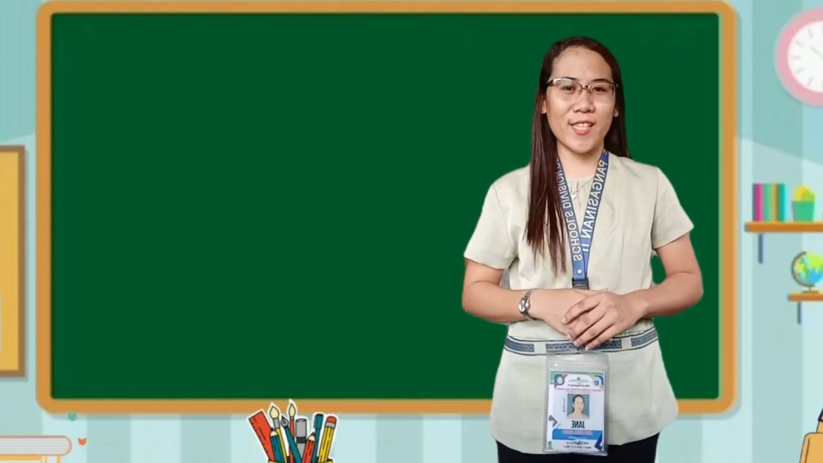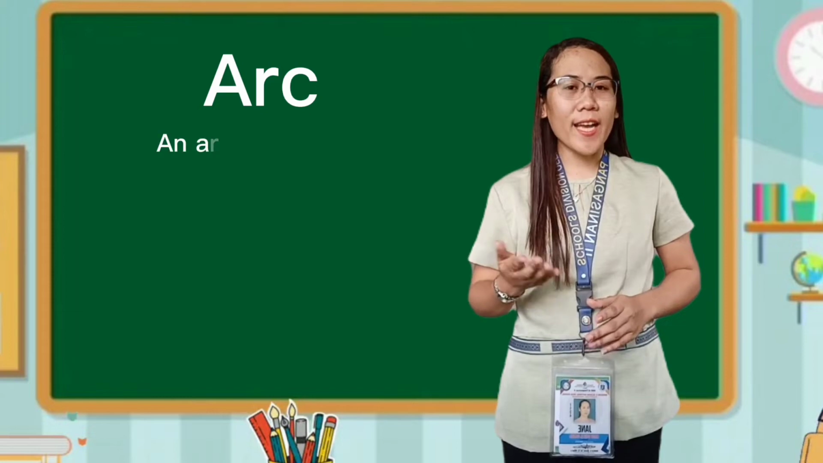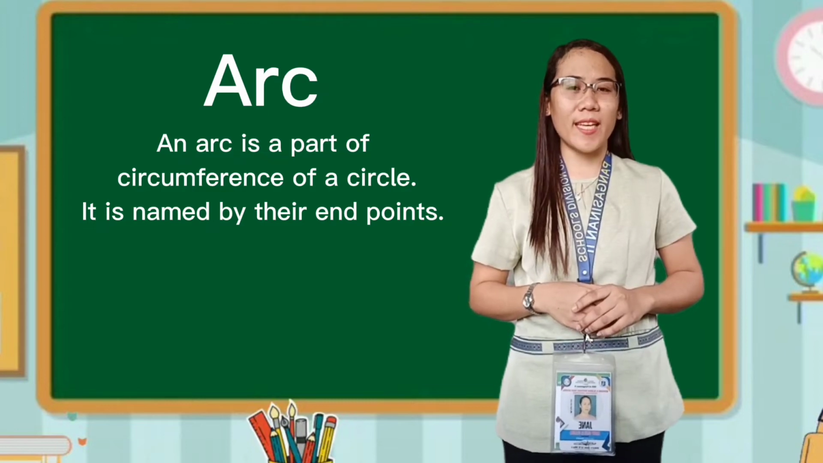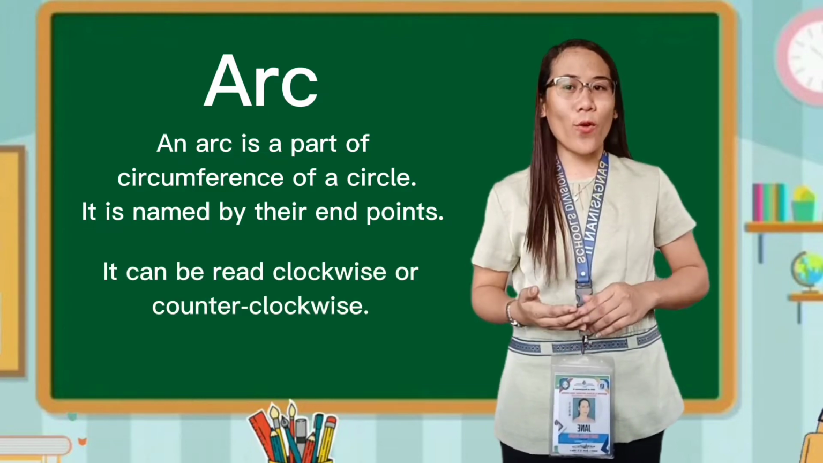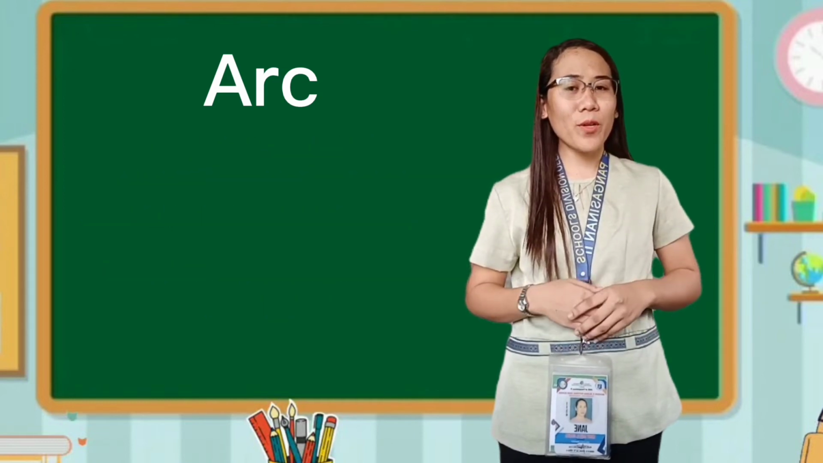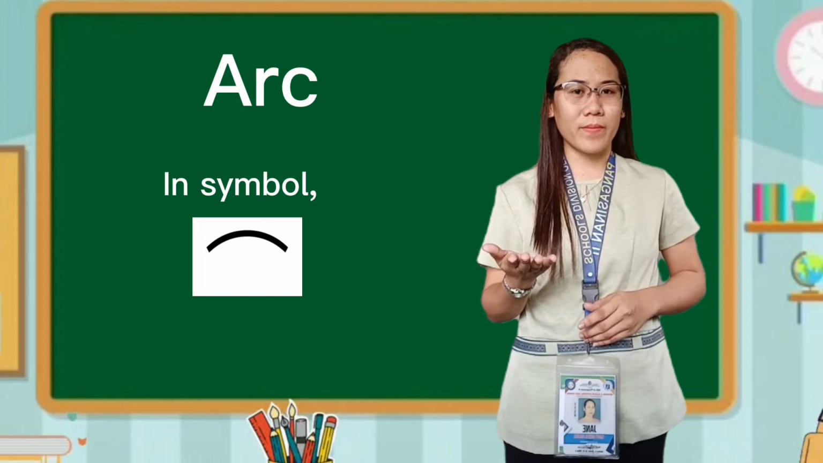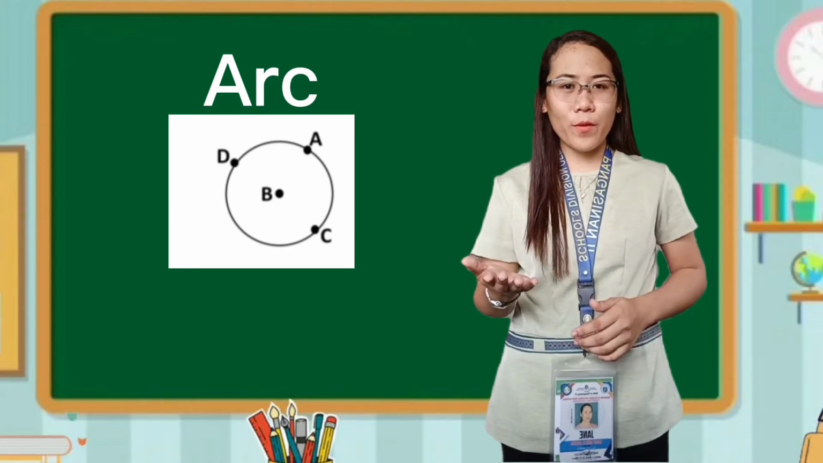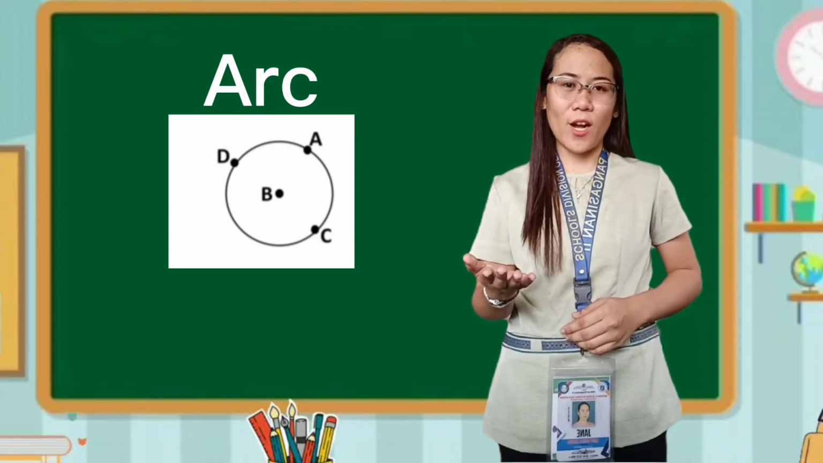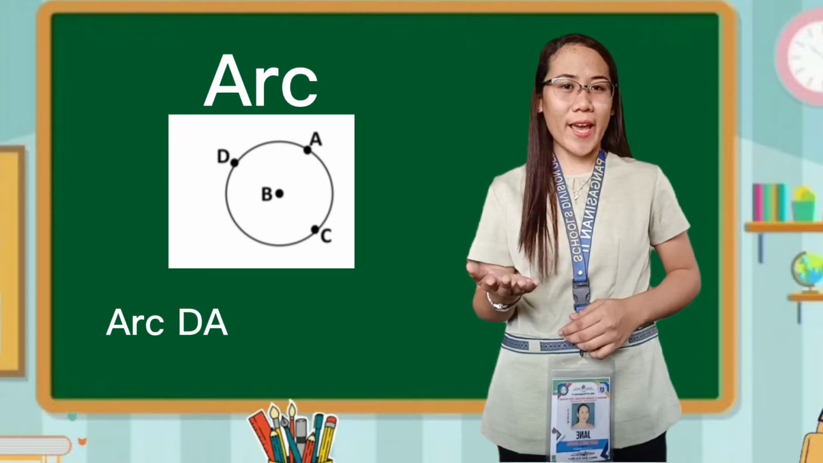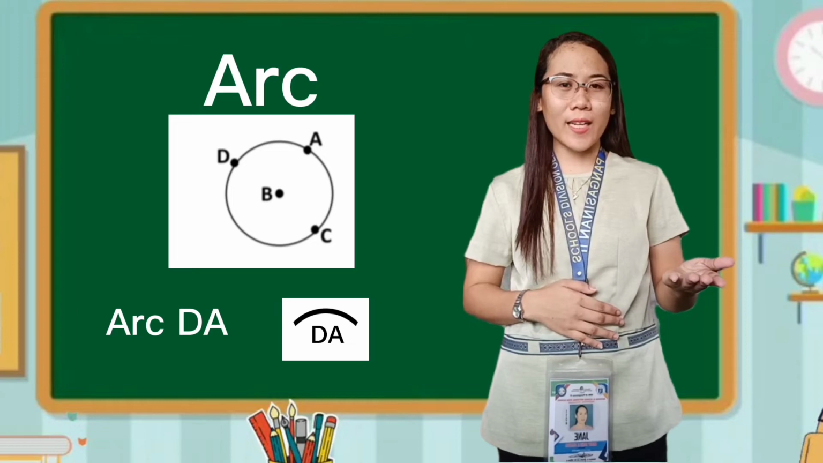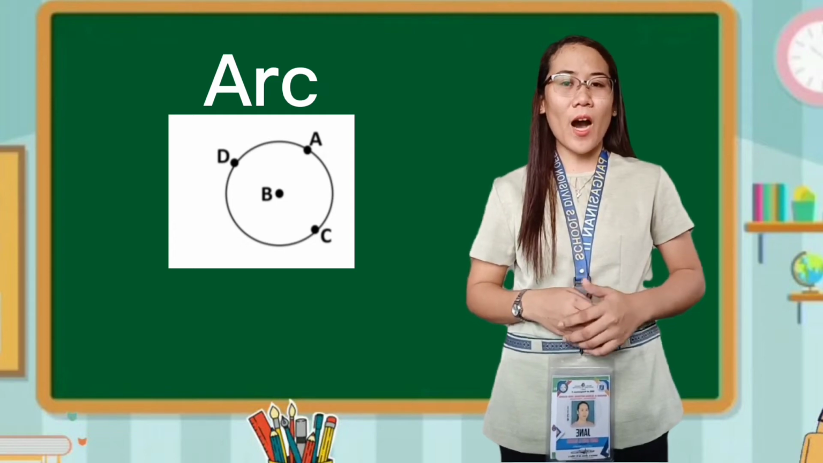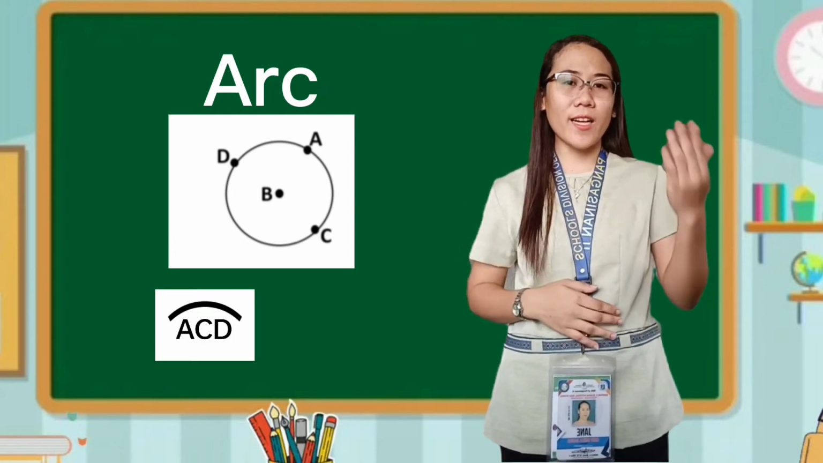The fourth one is the arcs. An arc is a part of circumference of a circle. It is named by their endpoints and it can be read as clockwise or counterclockwise. The symbol for arc is this one. Example, in this figure, the curve from point D to point A is an arc, which can be read as arc DA, or in symbol, we have arc DA. Other examples in the figure, we have arc ACD and arc CDA.